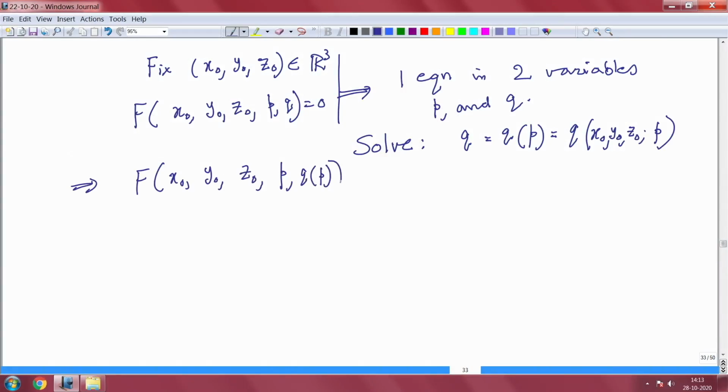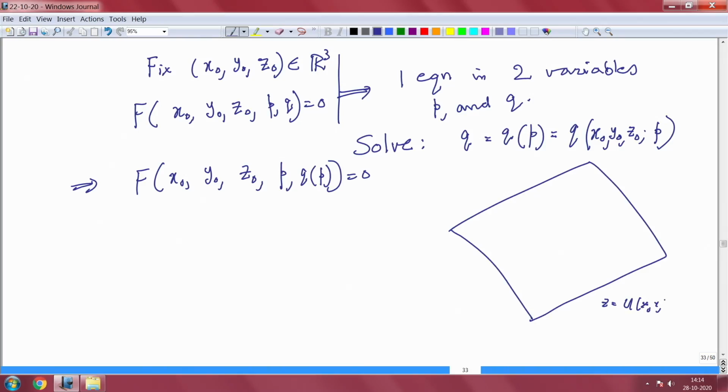So, this is a one parameter family. Given any p, you have to understand that. You have a point here. You think of it as an integral surface, z equal to u(x, y). If you take a point x naught, y naught, z naught, imagine this geometry.